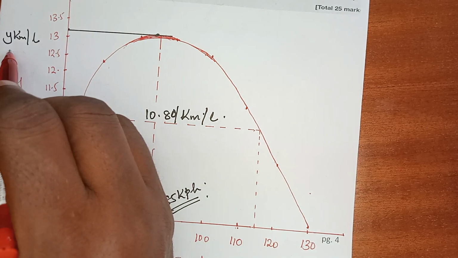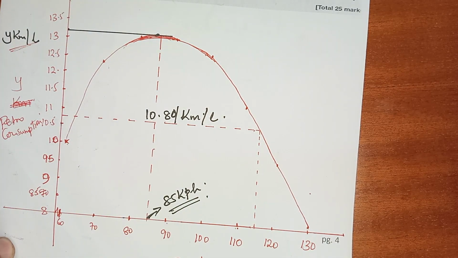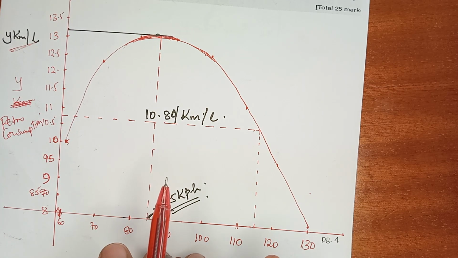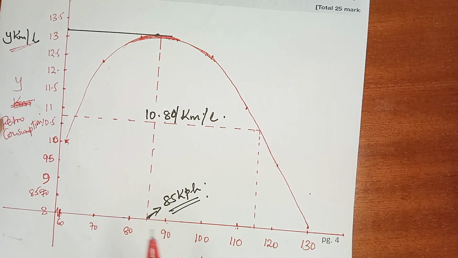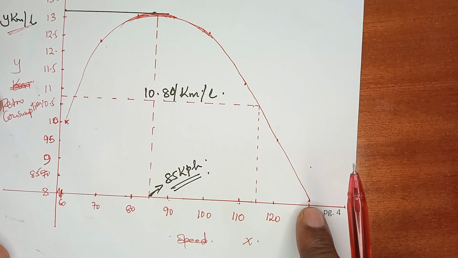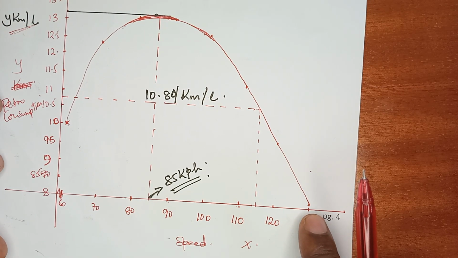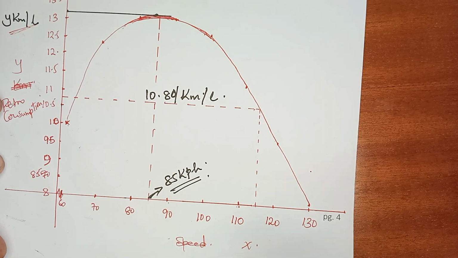Of course, let me just interpret the graph a little bit. The y-axis is representing the number of kilometers per liter, the number of kilometers a car could travel per liter. That is why we have y kilometers per liter. And the x-axis is simply talking about the speed of the car in kilometers per hour. That is part B for you. And of course we have been able to plot the graph that way.